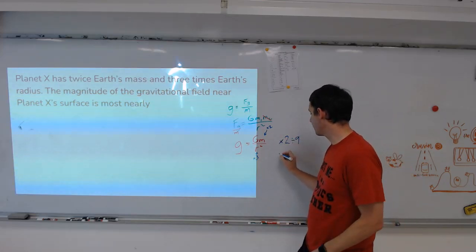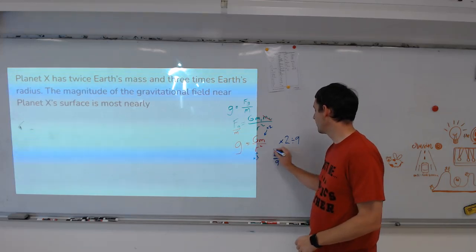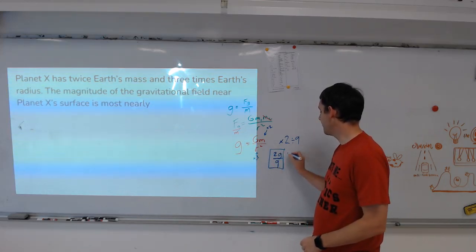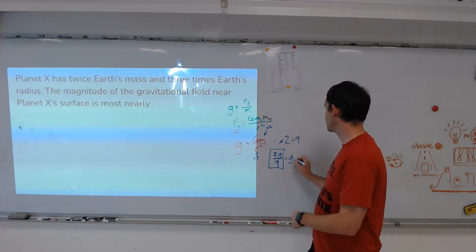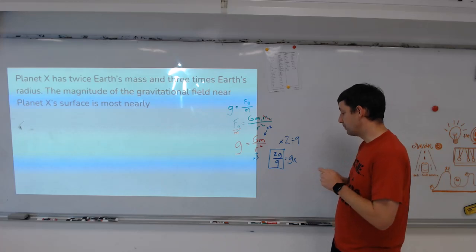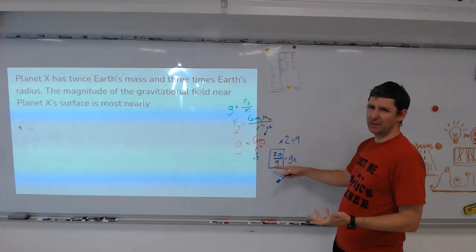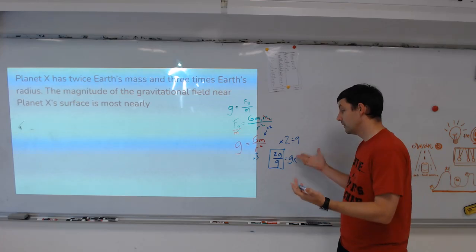You can write this however you want, but essentially the answer should be 2G over 9. That would be equal to the gravitational field at the surface of planet X. All right? You can put R_G in, 9.8, and then you'd get an actual value for that if you need to. All right? That's all there is to it.